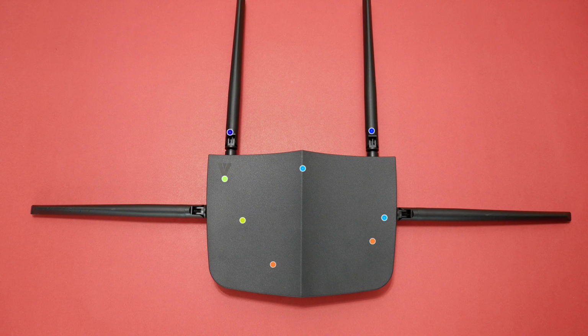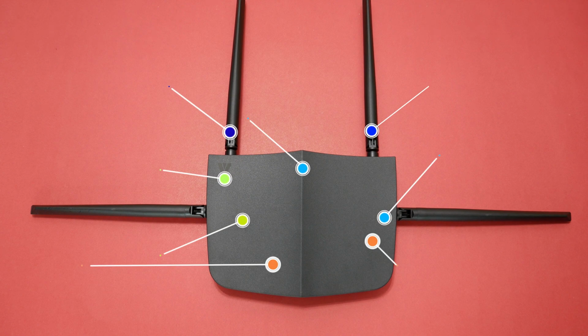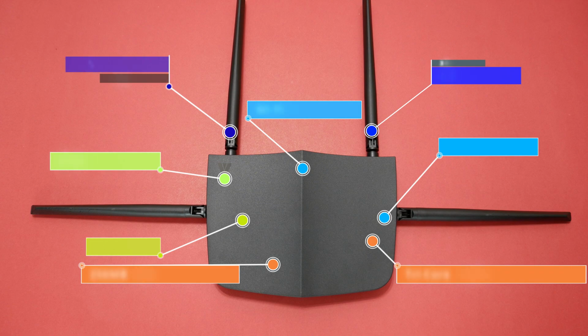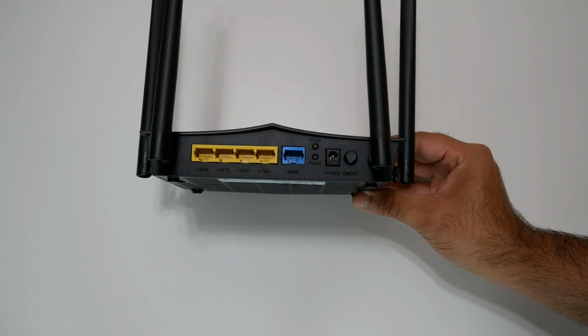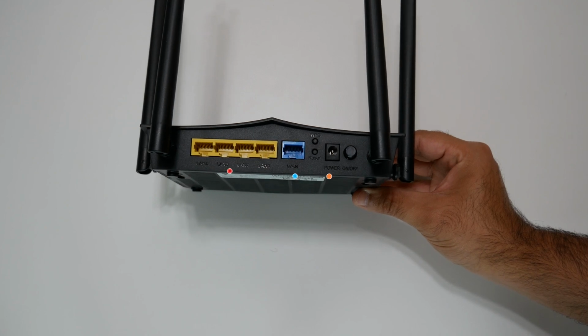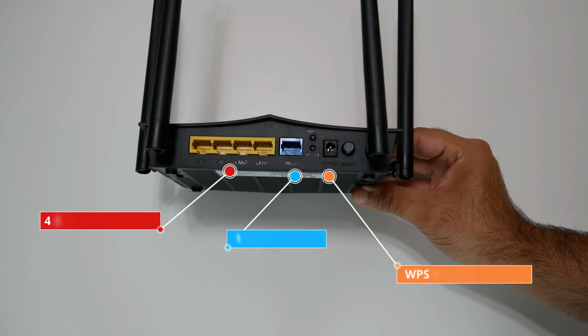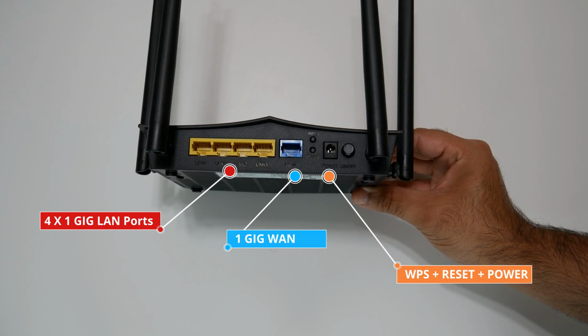The router supports 1.5 gigabits of total bandwidth, 802.11ax Wi-Fi 6 standard, powered by a tri-core 1.5 GHz 64-bit processor, MU-MIMO, OFDMA technology, and 1024 QAM. The router supports dual-band 5.8 GHz and 2.4 GHz with speeds up to 1200 megabits per second and 300 megabits per second respectively. It also has 4 1GB Ethernet ports for local network, 1 1GB WAN port for internet connection, and other great features like guest network, parental control, firewall, WPA3, WPS, and more.